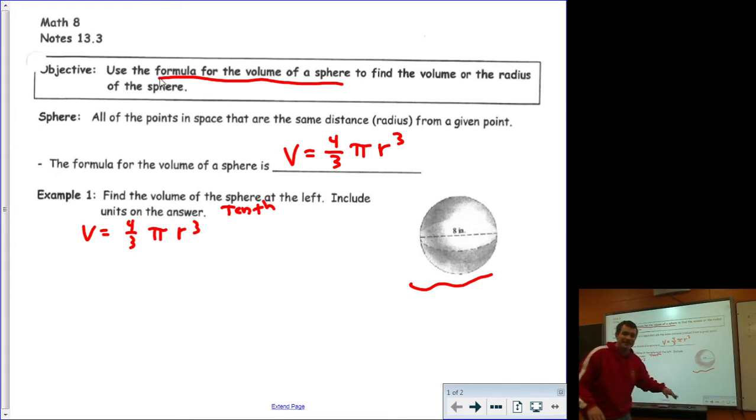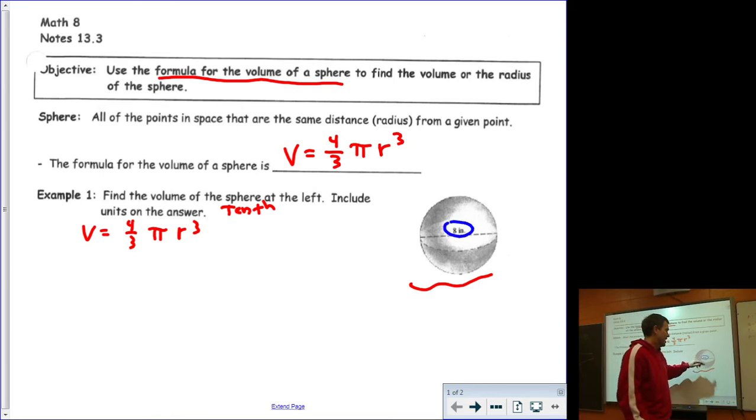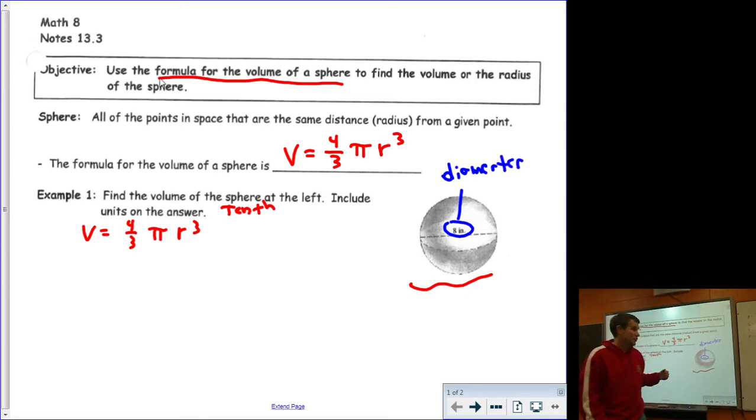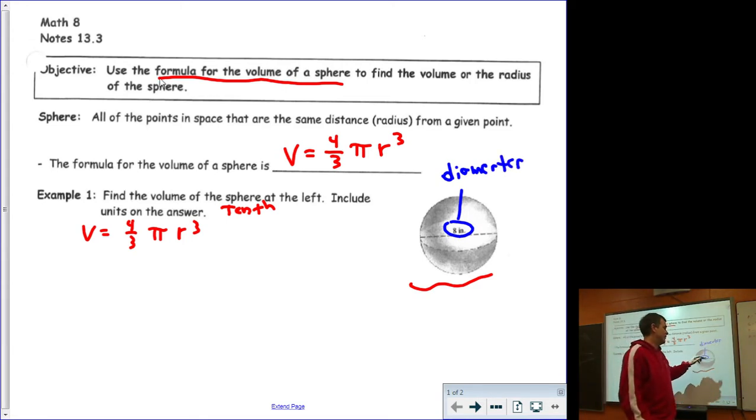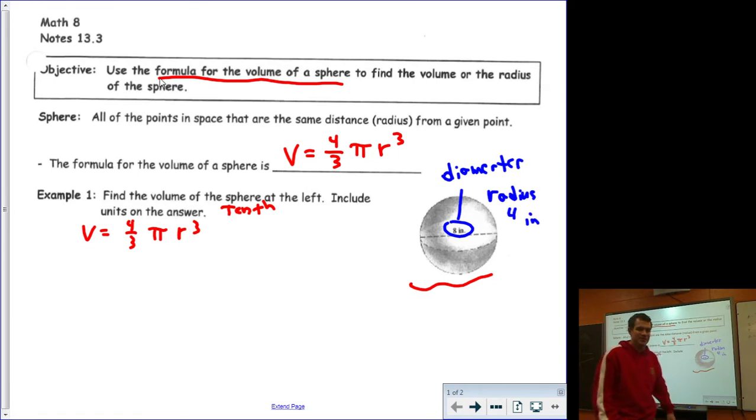So one thing I'm going to need is the radius. That's really the only thing I need to find the volume of a sphere, is I need to know the radius. And in this picture over here, I was given the diameter, right? The diameter is the distance all the way across. The radius would be the distance halfway across. So in this case, the radius would equal 4 inches.